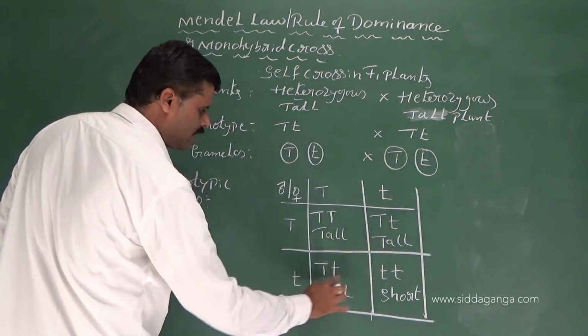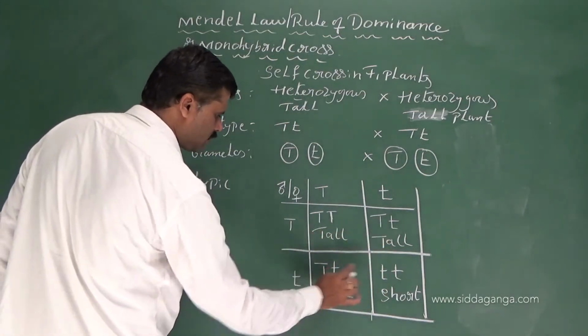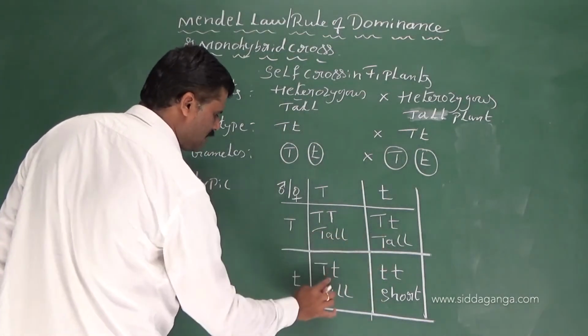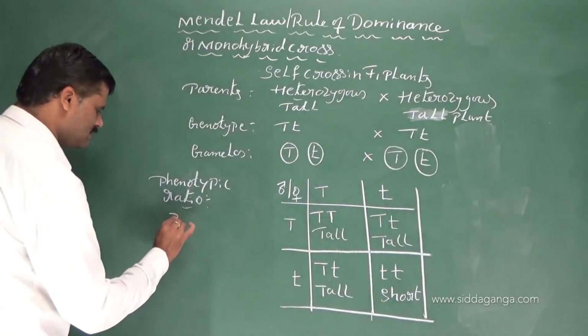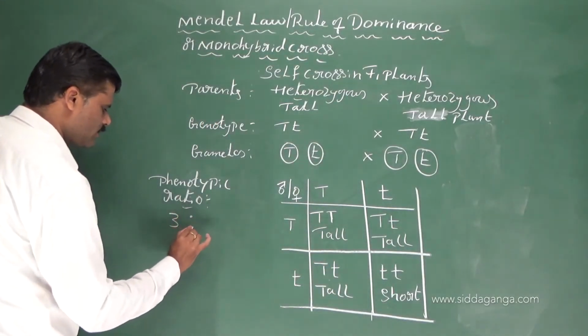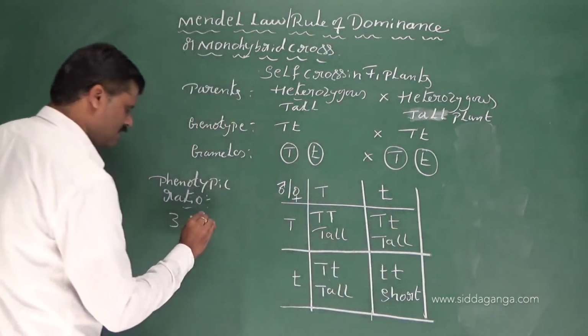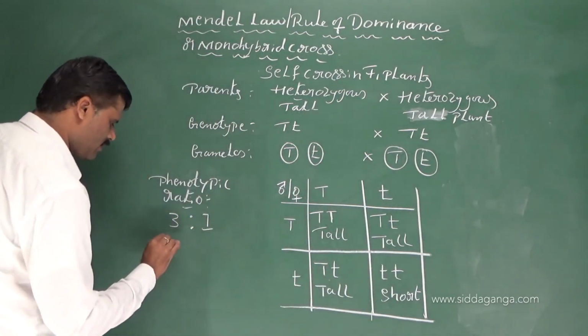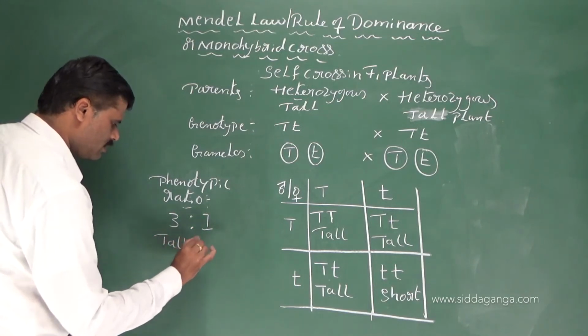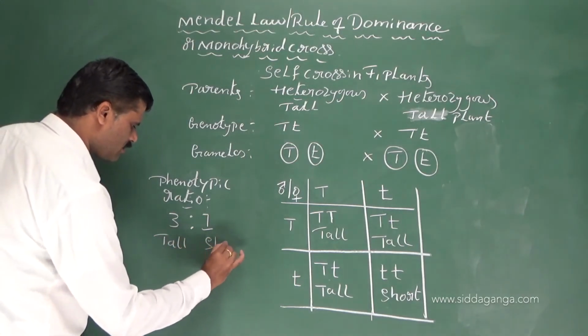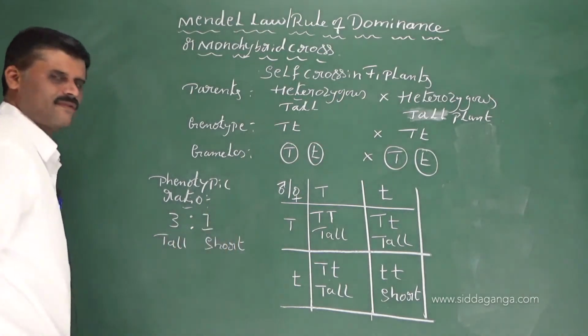1, 2, 3 out of 4 plants. See, 1, 2, 3, 4 plants, there are 3 tall plants, right? That is 3 is to 1 short plant. 3 are tall and 1 is short or dwarf plant, right?